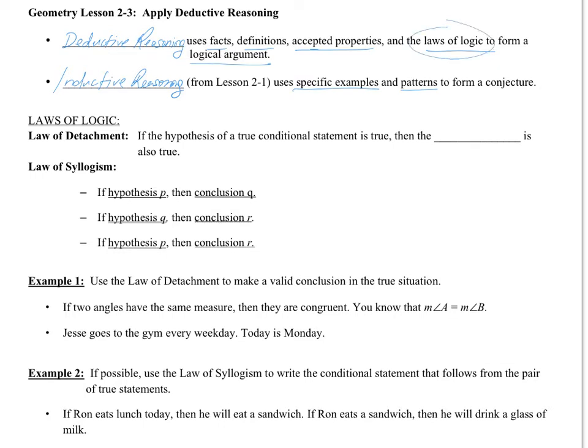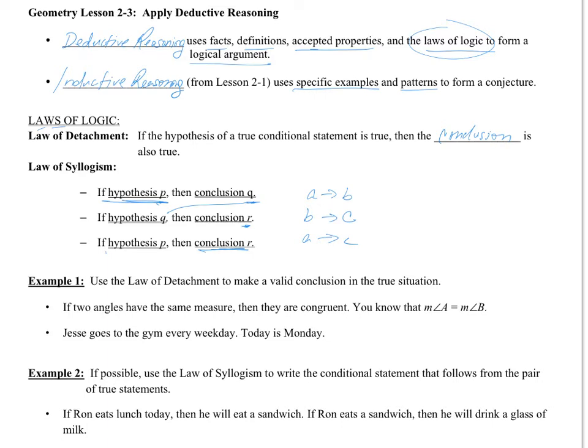Now let's look at the laws of logic. The law of detachment: if the hypothesis of a true conditional statement is true, then the conclusion is also true. For the law of syllogism: if hypothesis P, then conclusion Q. If conclusion Q, then conclusion R. Therefore, if hypothesis P, then conclusion R. So it's like saying from A to B, then B to C, then A to C.